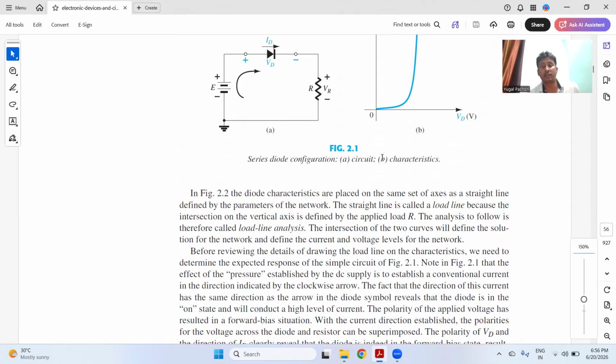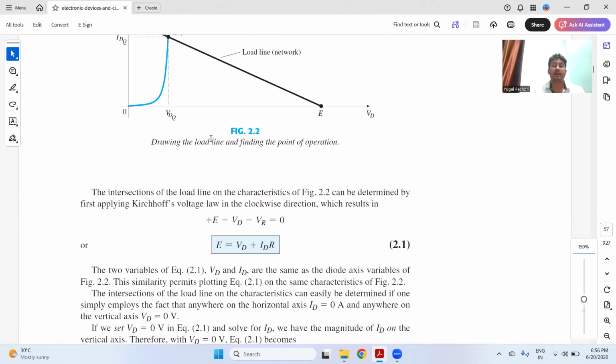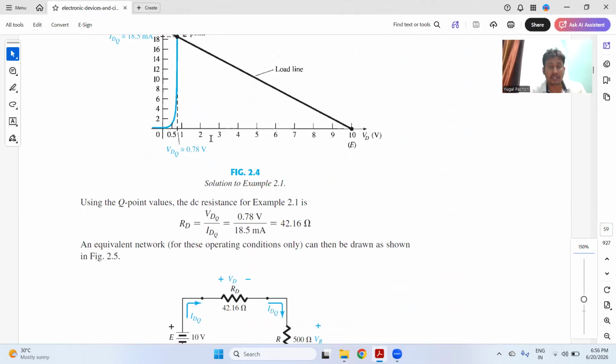According to the discussion, you can see in figure 2.1 the caption says series diode configuration. This is the circuit of the diode, and these are the characteristics of the diode. And there is a Q point also. I have already discussed what the Q point is. The Q point is the operating point, the point where the voltage and the current meet. This is the voltage point, this is the current point. We will come to know the significance of the Q point in the later part of the discussion. But here, what we are trying to discuss is the configuration of the diode.